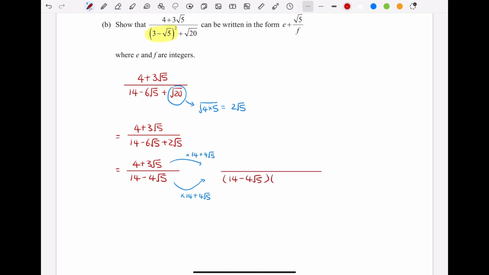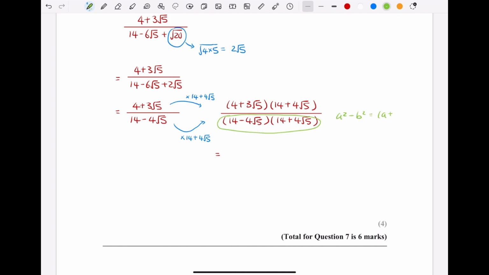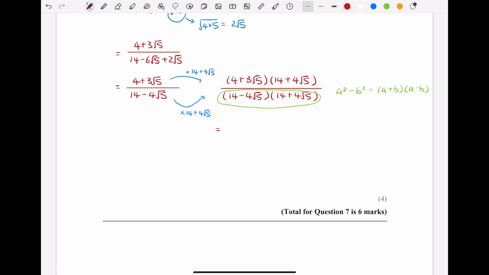And the reason why we wanted to do this is because now we can use a difference of 2 squares, and the denominator now will become an integer, 116. We can rewrite it in the form of 1 plus 58 root 5 over 116. Okay, and then by simplifying it, we will have 1 plus root 5 over 2. Moving on to question 8.